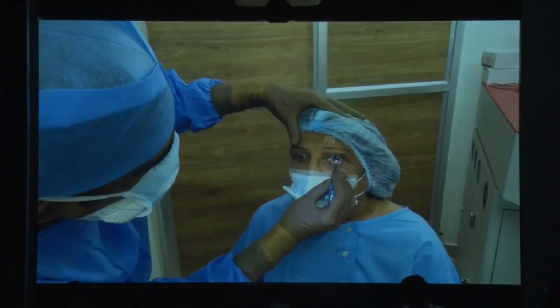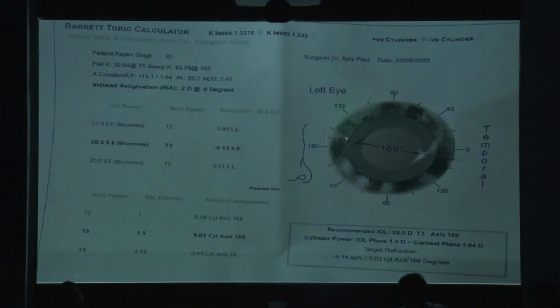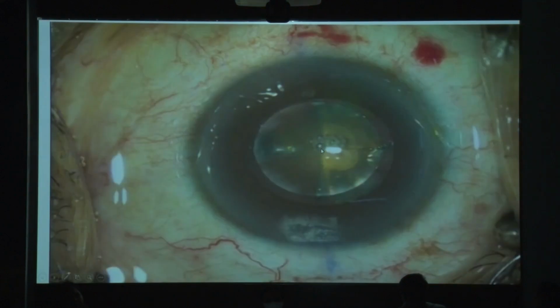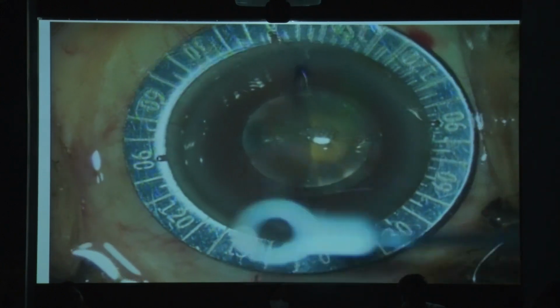Now, when we are using the toric lens, this is what we do: mark it outside at 0-180 degrees. This could be augmented with your smartphone. And when putting in that IOL, you have got the 0-180 degree marks there, and you just align it accordingly. And this is an example where it shows 169 degrees where the lens would be placed, and these are the two corneal marks that come, it's 169 degrees. Now if you correct it, we can check it there, and actually it's coming the same way.